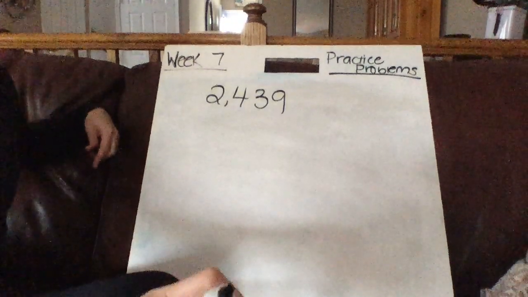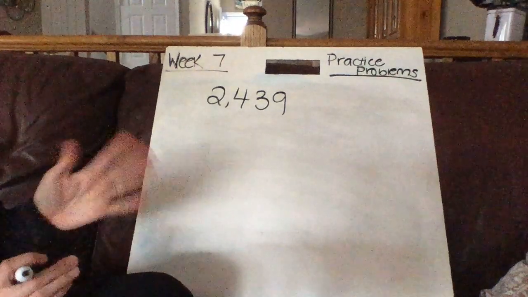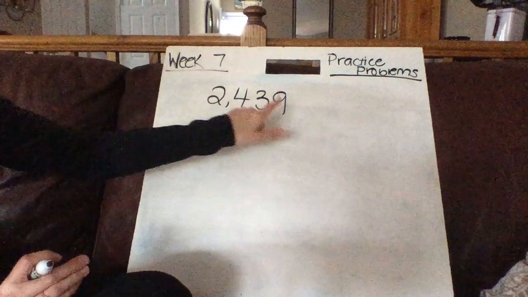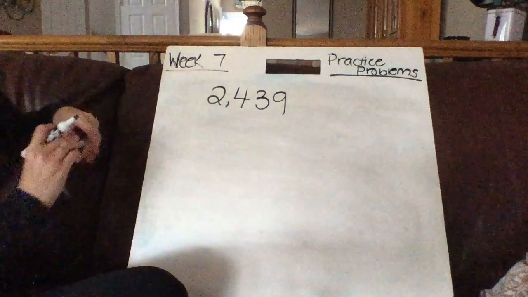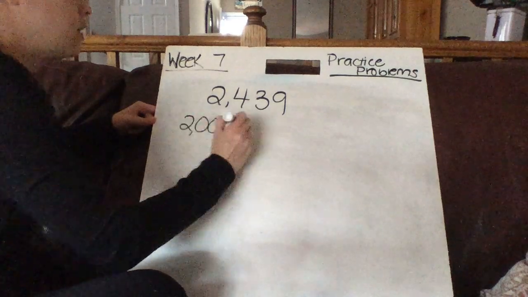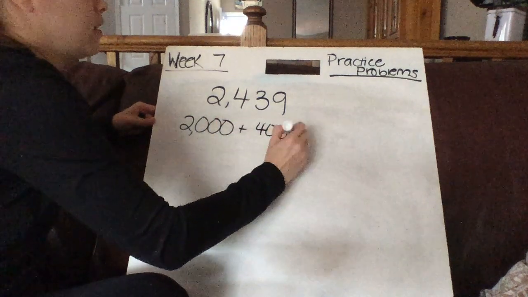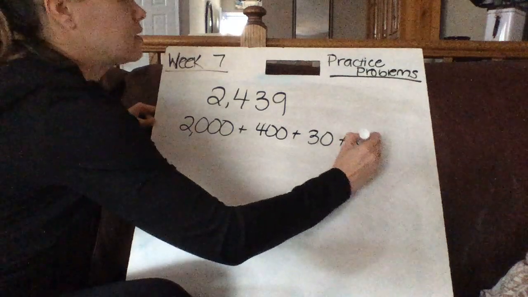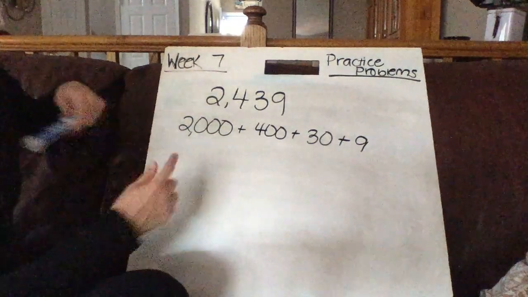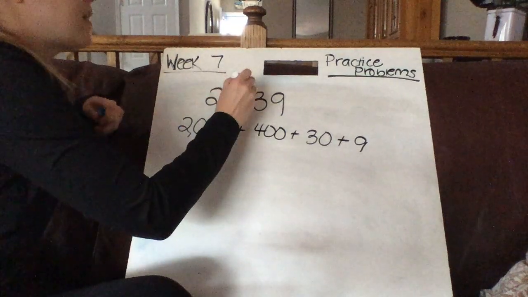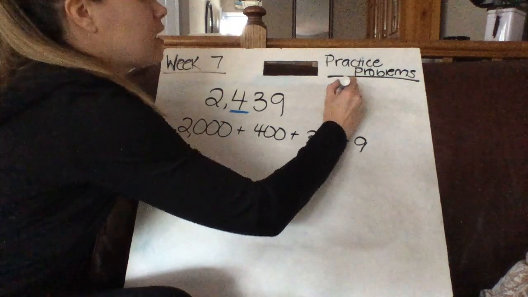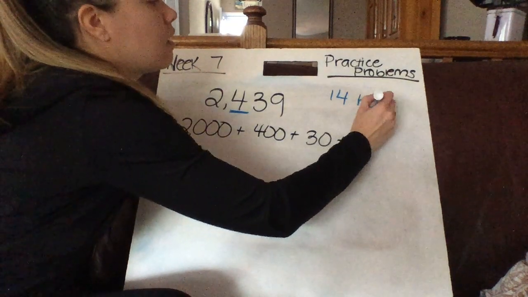Next question. Okay, this one is supposed to be easy, but it does get a little tricky. So we have 2,439. If I wanted to write this number in expanded form, it's super easy, right? We have 2,000 plus 400 plus 30 plus 9, right? Super, super easy. But let's say instead of writing it like this, I want to write it a little differently. I want to write it using 14 hundreds.